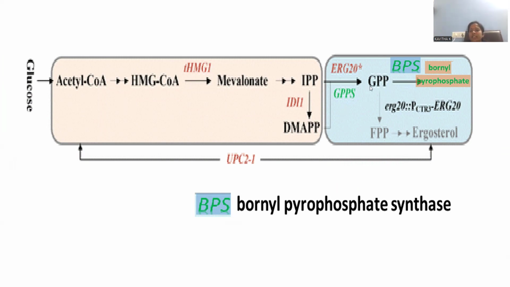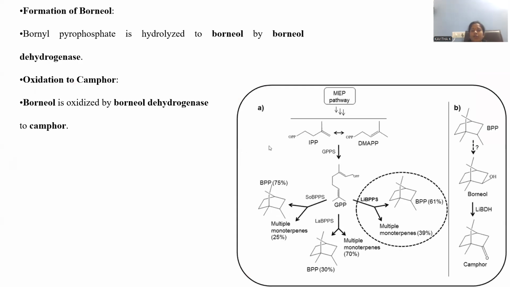Geranyl pyrophosphate can be reacted with bornyl pyrophosphate synthase. This is the enzyme to be operated so that GPP is turned into bornyl pyrophosphate, called BPP. Bornyl pyrophosphate is the bicyclic intermediate for the synthesis of camphor. Now, the entire route map is provided for quick understanding.